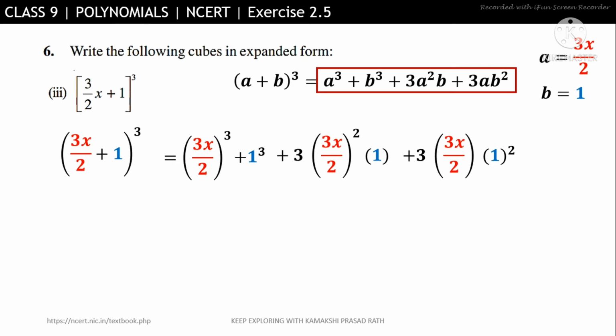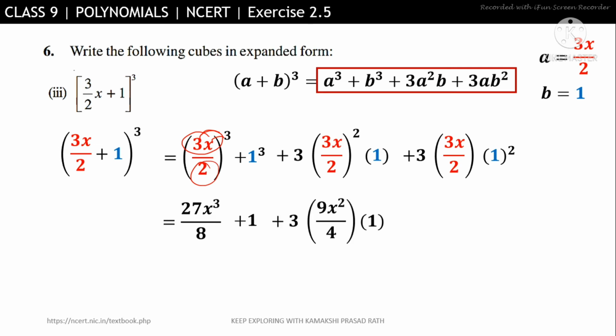So 3x by 2 whole cube, that means the cube function is for both 3x and 2. Now 3x whole cube means cube of 3 and cube of x. So cube of 3 is 27, x cube by 8, plus 1, plus 3 into 9x squared by 4, because we have solved this. 3x whole squared is 9x squared and 2 squared is 4, plus 3 into 3x by 2 multiplied by 1, because 1 squared is 1.